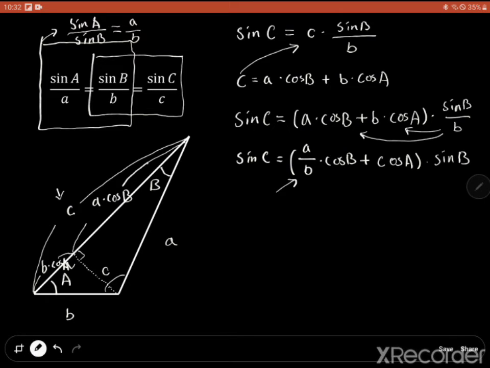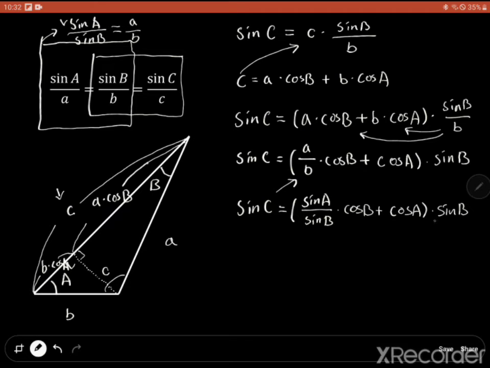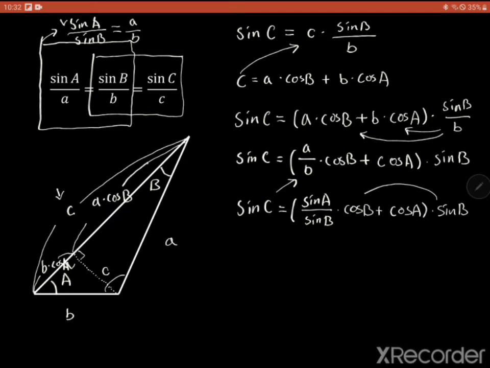So let's substitute this value into our equation. Sine C is equal to sine A over sine B, cosine B, plus, now we have cosine A multiplied by sine B. Now we multiply sine B into the equation one by one.